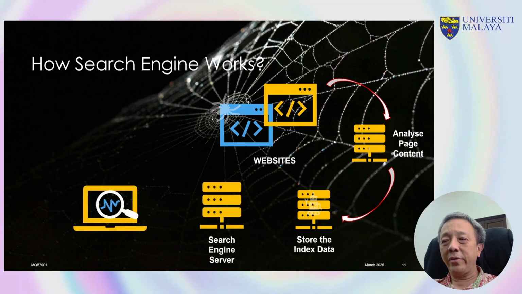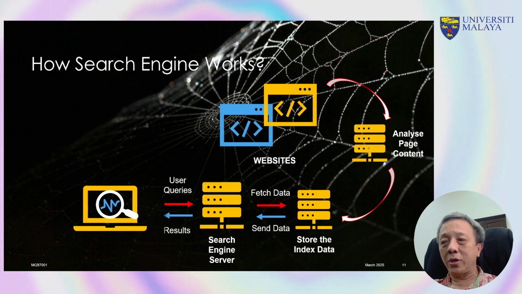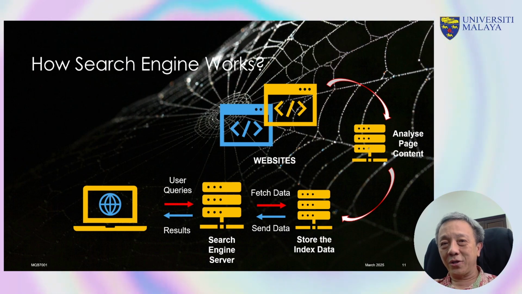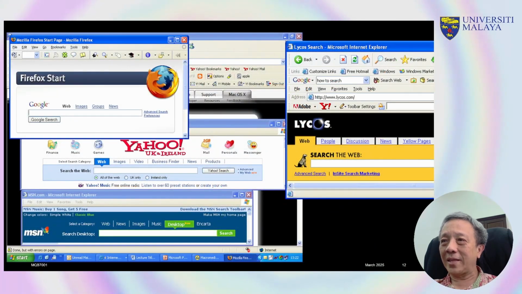These indexed pages are stored on the web search engine servers. So when you query, the search engine will fetch data from its web server, and then return the result. These are some examples of web search engines. Of course, there are many different examples. Some of them are no longer used or are less used currently.